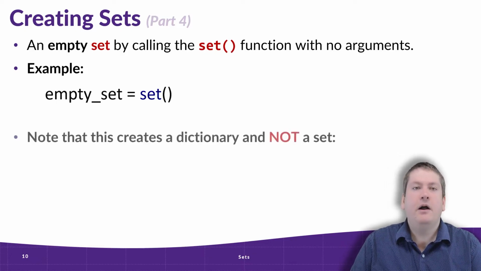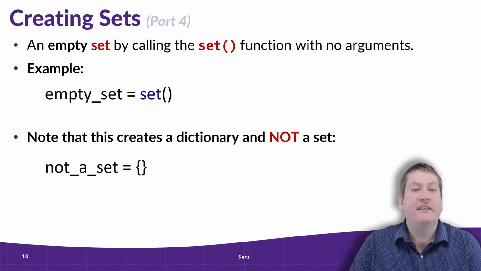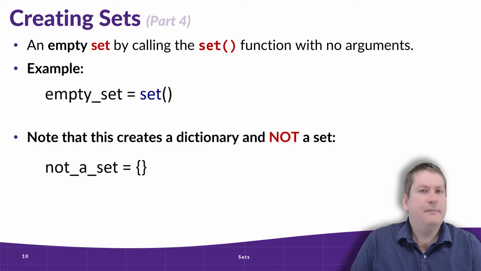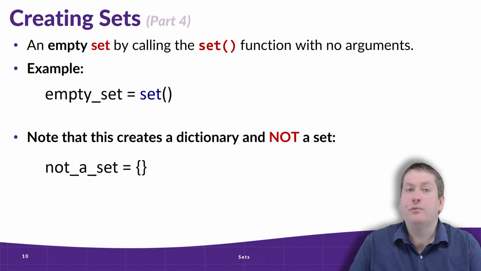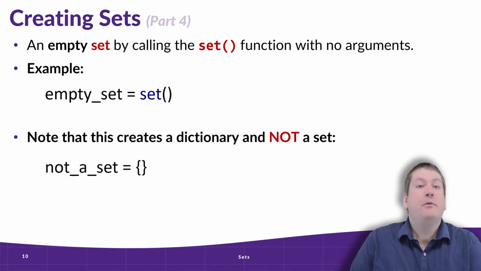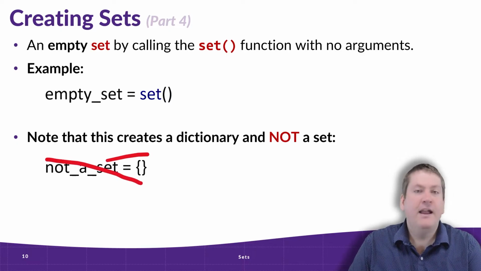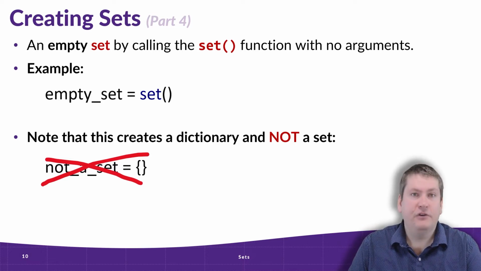Now, a common error Python programmers make when they're new to sets is trying to create a new set like this, saying something like not a set equals the two curly brackets. This may seem like it should work. After all, we can create a list with two square brackets, and we can create a tuple with the two round brackets. So why can't we create a set like this? Well, if you remember from our lecture on dictionaries, this is how you create a dictionary in Python. They both use those same curly braces. So the issue here is this is going to create a dictionary and not a set. So remember, when you want to create an empty set, you have to use the set function.